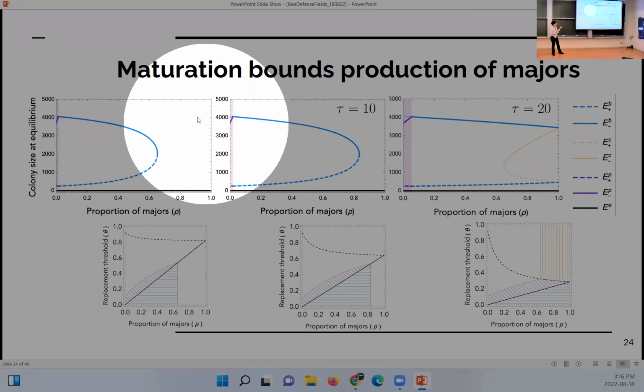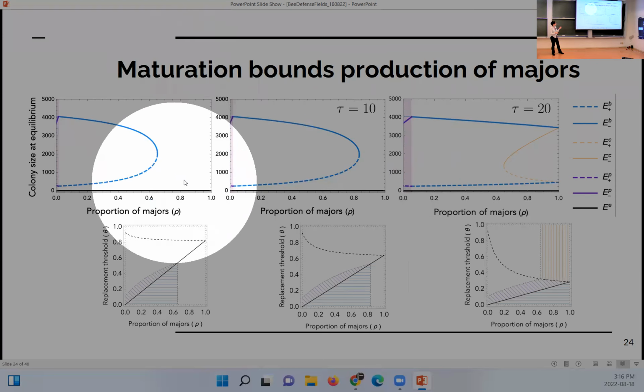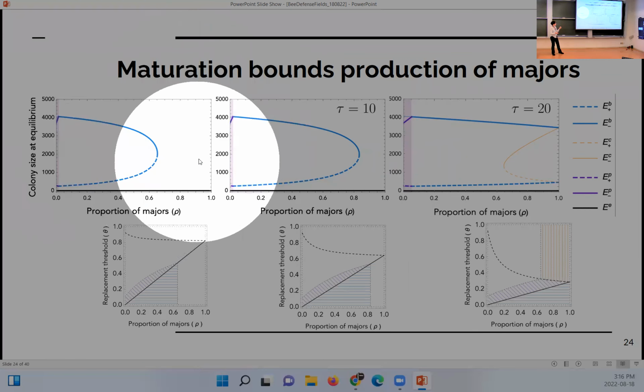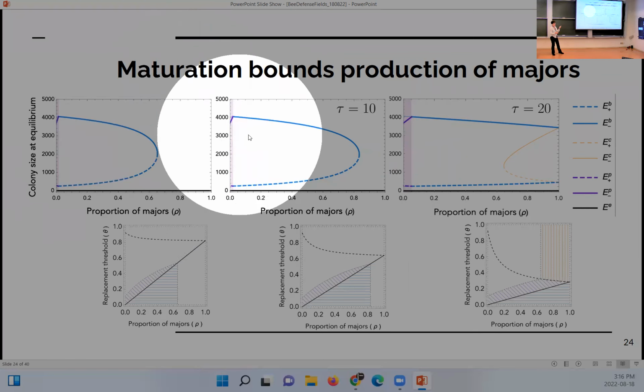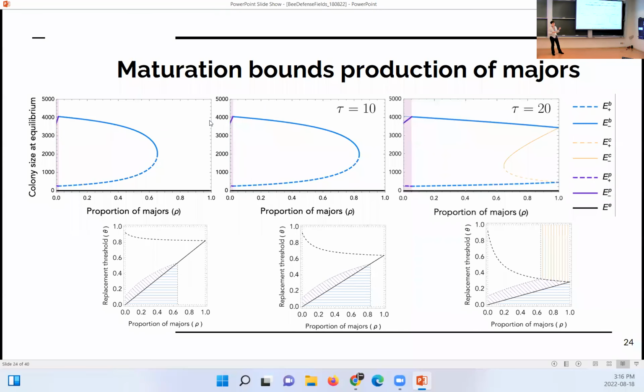And if I keep decreasing, this is actually tau equals 5. If I keep decreasing the maturation time, then that existence condition will be sharper on the colony. So the colony will be able to sustain less and less majors if the maturation time is really short, which can also be important, because if you were engineering the system, you might say, oh, I need this to supply for these specialized soldiers, I will just reduce the time it takes for them to become soldiers, and that will be good.